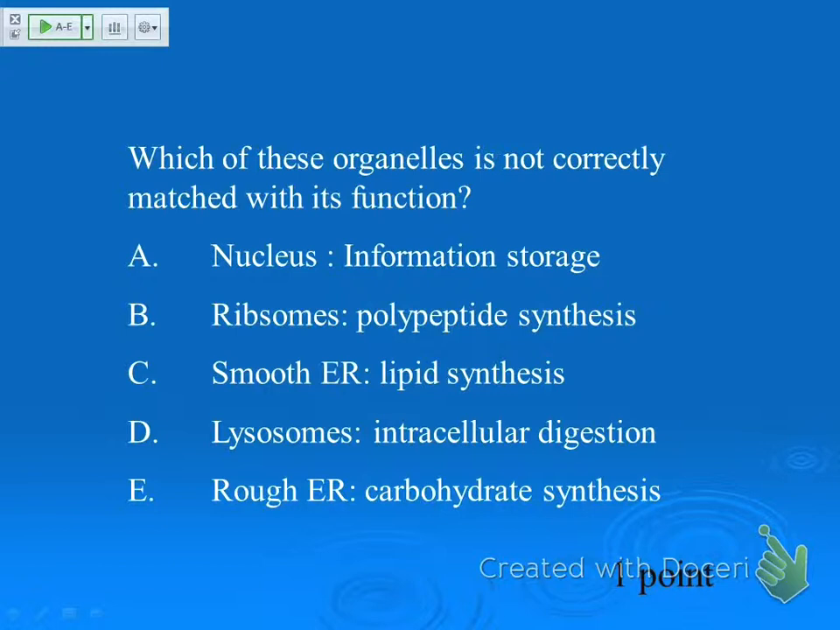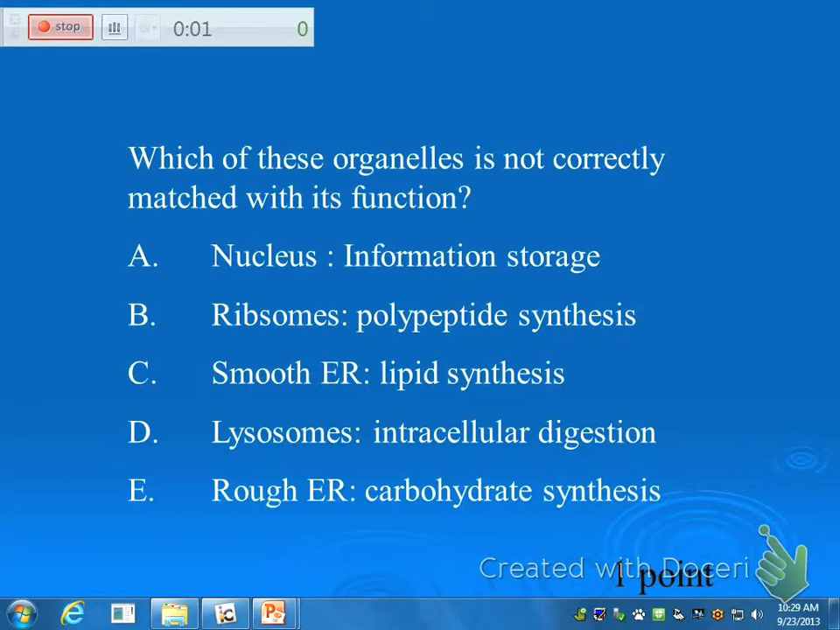Which of these organelles is not correctly matched with its function? Look, you've got an E this time for that person that likes to press E. Nucleus with information storage, ribosomes, polypeptide synthesis, smooth ER, lipid synthesis, lysosomes, intracellular digestion, or rough ER, carbohydrate synthesis. So which of these organelles is not correctly matched with its function?